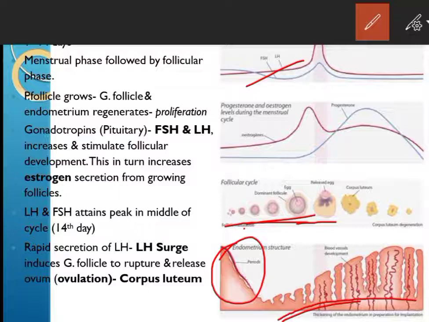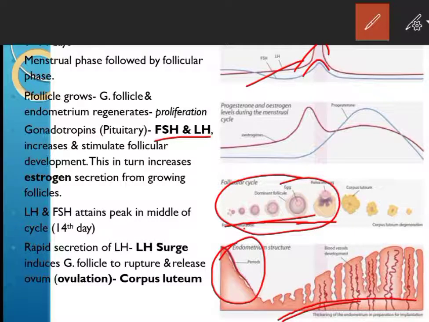The secretion of gonadotropins, that is FSH and LH, increases gradually. Here you can see there is an increase in FSH and LH during this phase. Because of that, there will be follicular development. The primary follicle will grow and will get converted into the Graafian follicle, as well as there will be secretion of estrogen. Estrogen will be secreted by the growing follicles. Then after that, the next phase is the ovulatory phase.